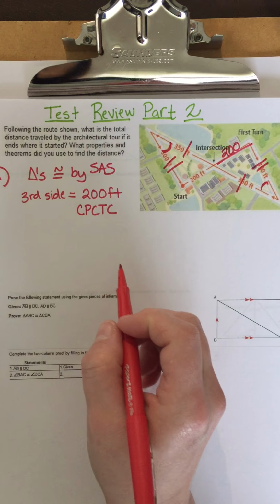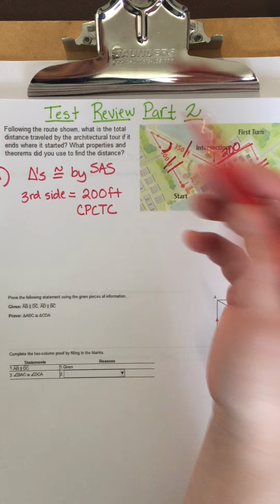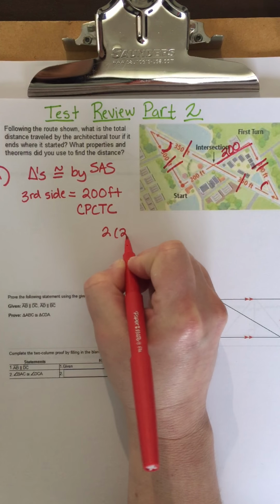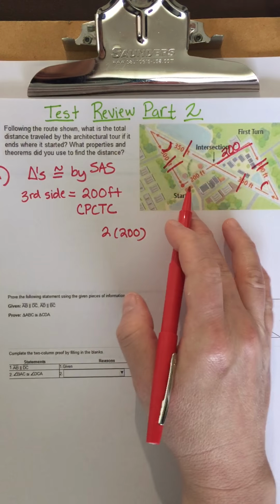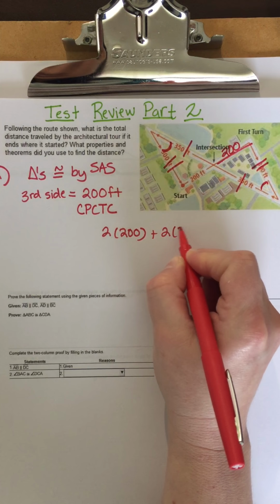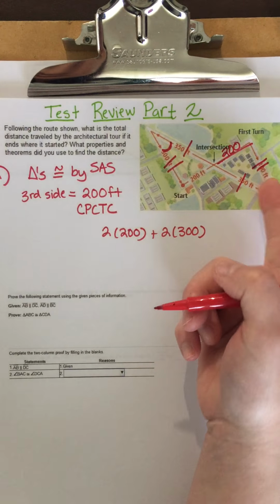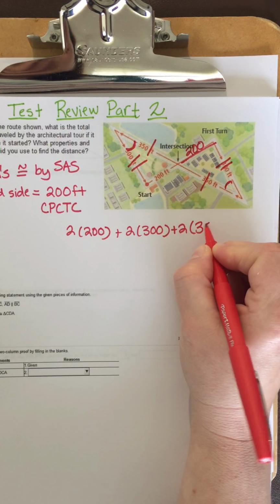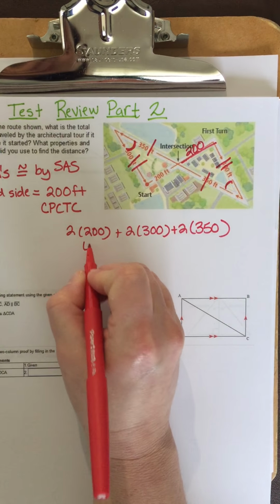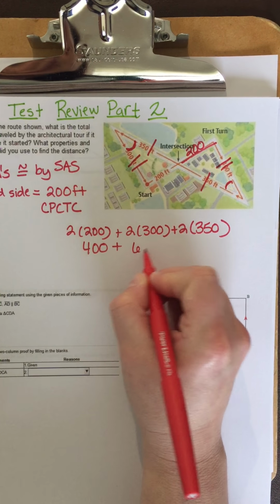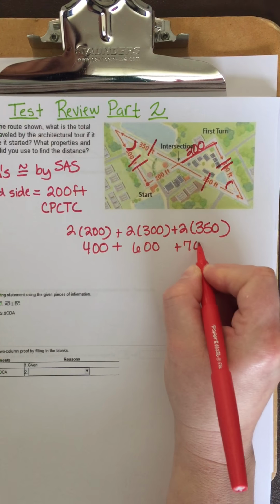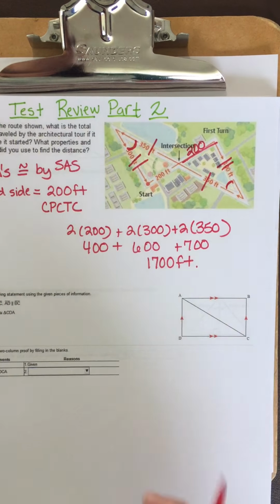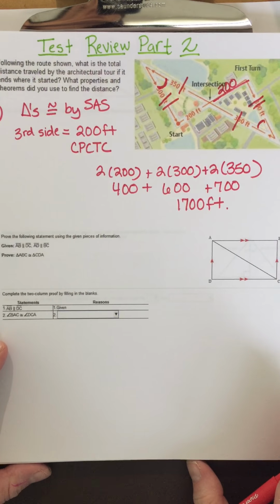All right, and then they want to know how far would it be all the way around both of these triangles. So you have two sides that are 200, here and here, plus two sides that are 300, here and here, plus two sides that are 350. And then with a calculator or your noggin, that's 400 plus 600 plus 700, which would be 1,700 feet. All right, let's look at the next one.